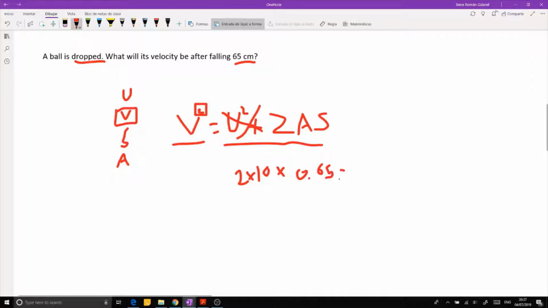And then we have to calculate this. 10 times 0.65 is 6.5, and that times 2 would be 13. Then we have to do the square root of 13, which we can just ask the computer.